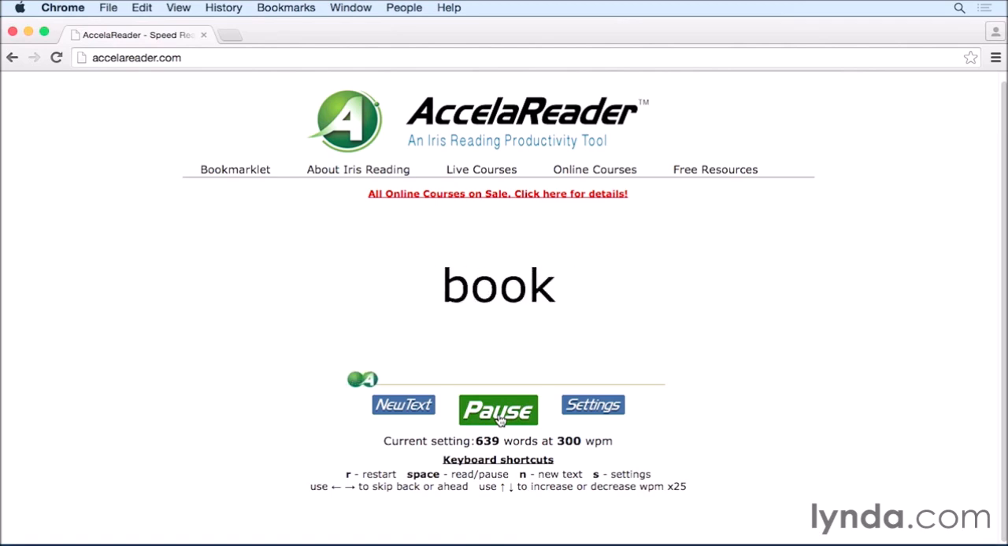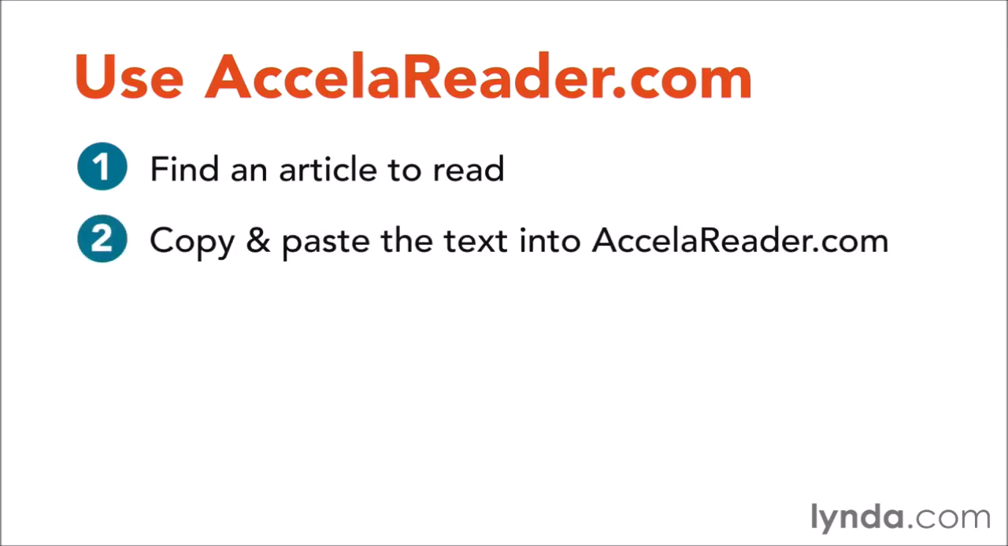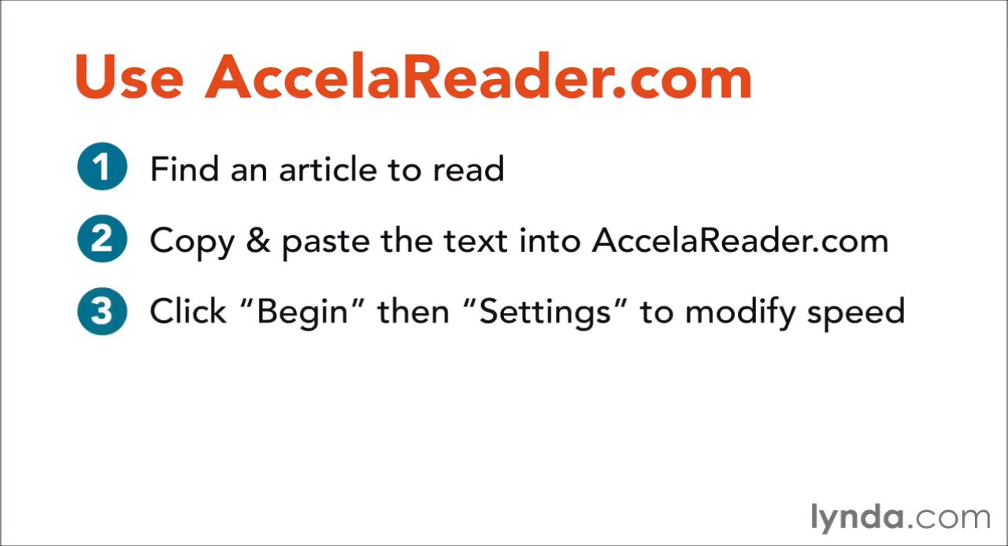Okay, now that you see how it works, I'd like you to try this out for yourself. So step number 1 is to simply find an article online that you'd like to read. Step 2 is to copy and paste the text into the box at accelerator.com. Once you've done that, step number 3 is to click the Begin button and then modify your settings. Change the words per minute to a speed that you feel comfortable with. I'd suggest going a little faster than what you're currently comfortable with. For example, if you found yourself reading earlier at 250 words per minute, try going at 300 words per minute or faster this time around.